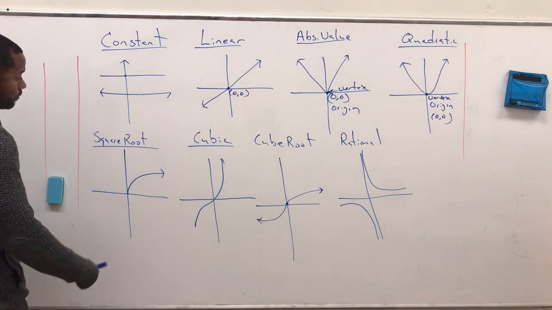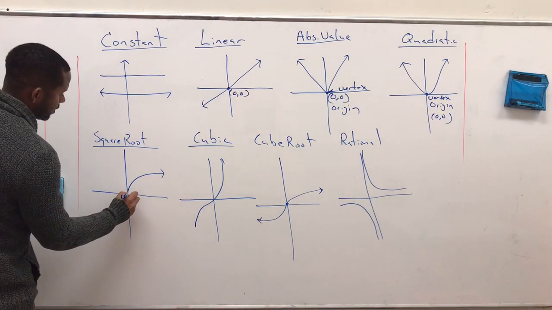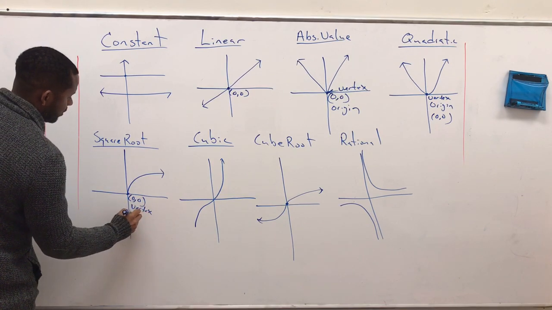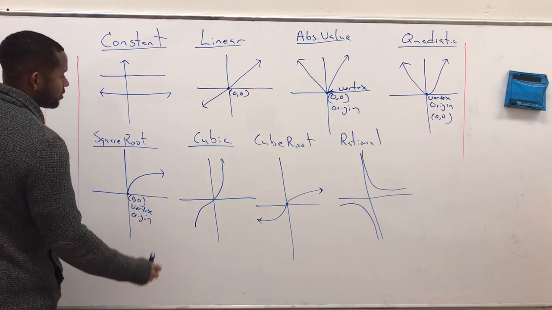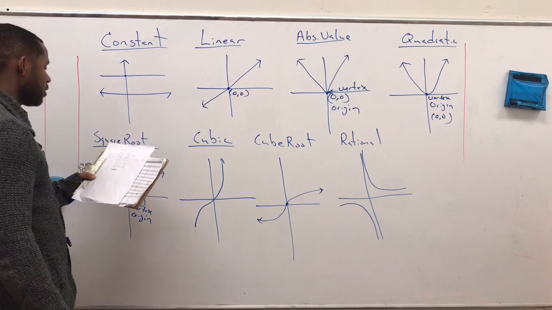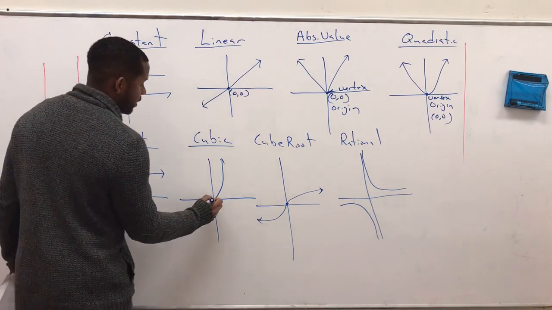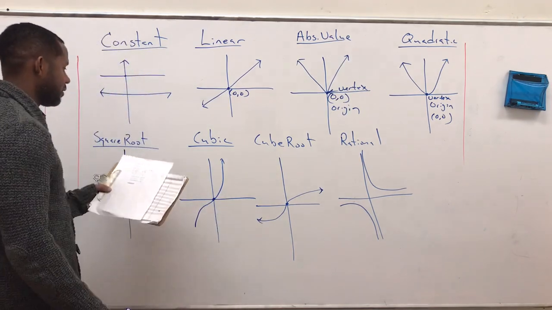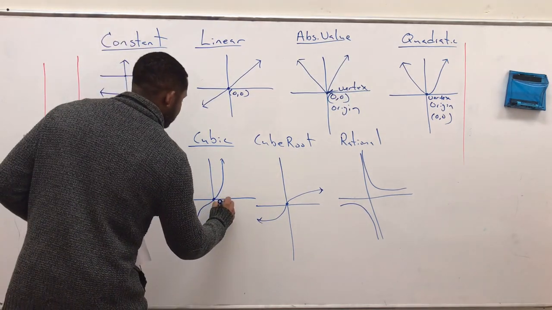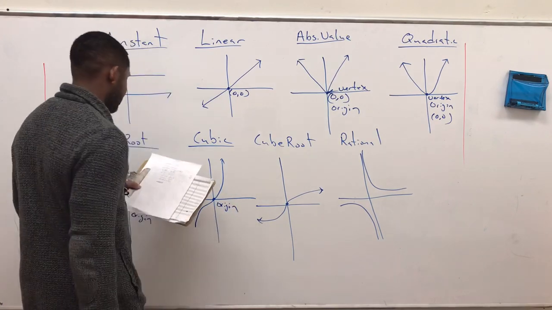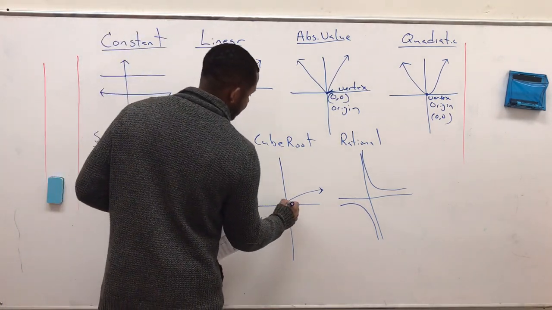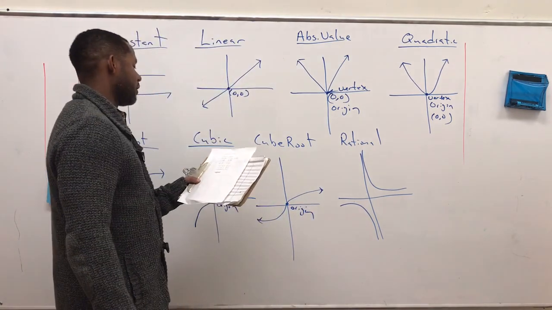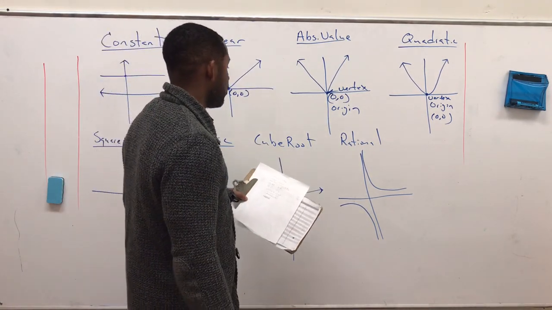For square root, key point, look at this, vertex, origin, all meaning the same thing in this particular situation. For a cubic, oh snap, key point, vertex, origin, okay, 0, 0. Origin, vertex, cubic, same deal, origin. One that we got to look at is the rational.